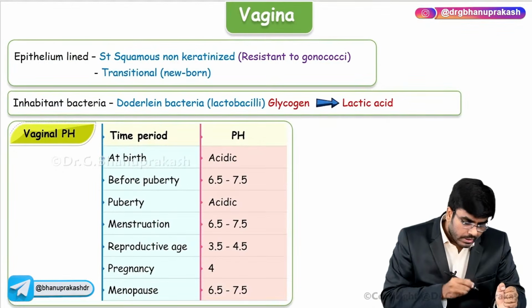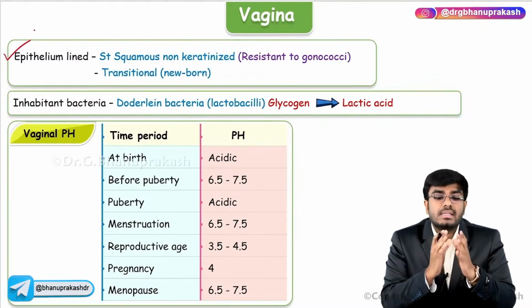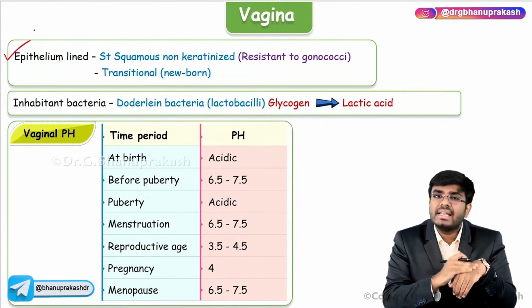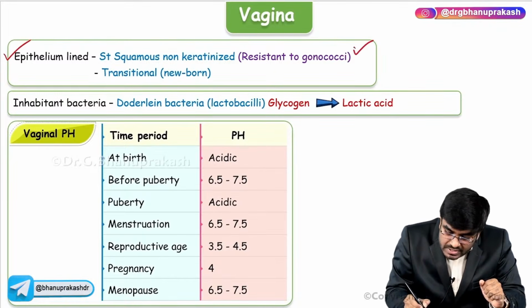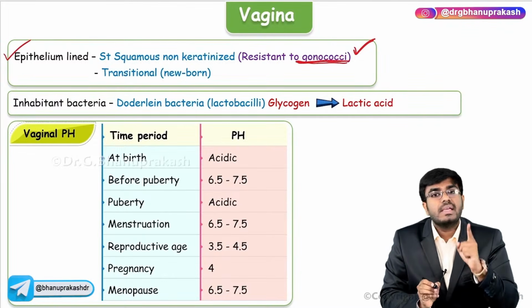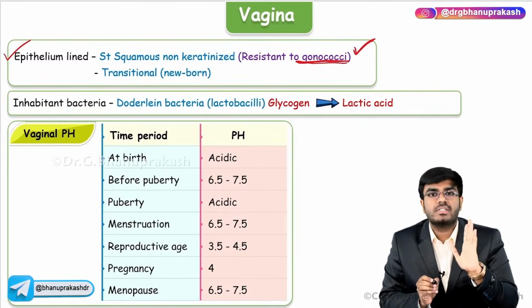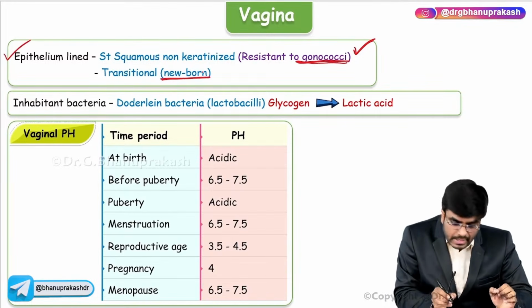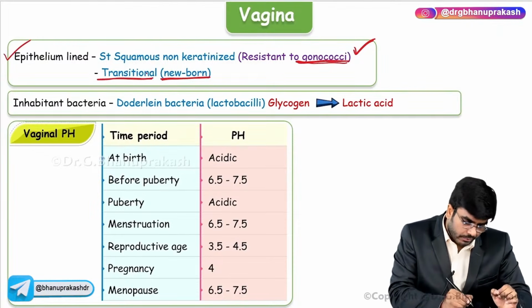Okay, now let's continue. Guys, what is the epithelial lining of the vagina? The epithelial lining of the vagina is stratified squamous non-keratinized epithelium. Keratinized is present in the skin. So, stratified squamous non-keratinized epithelium, which is especially resistant to gonococcal infections. So they will ask you, squamous epithelium is resistant to which infections? Gonococcal infections. But an important point is, in the newborn vagina, the epithelial lining is a transitional epithelium.